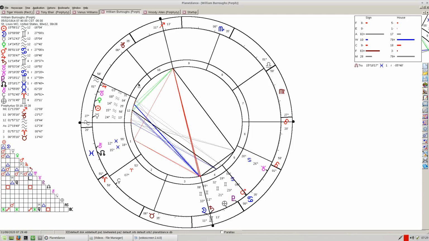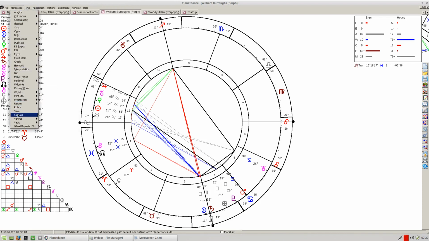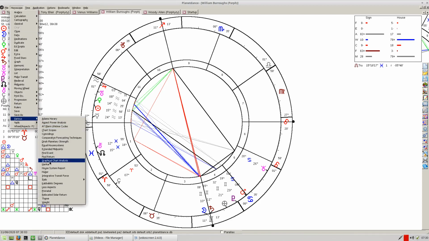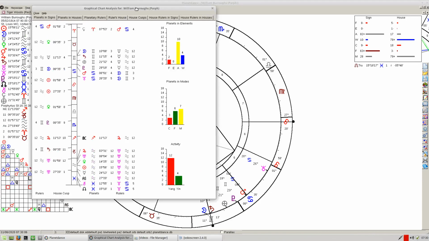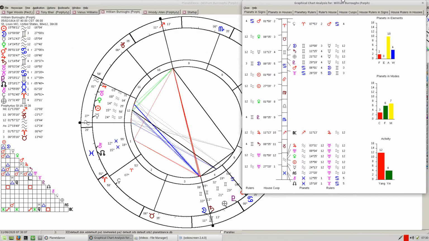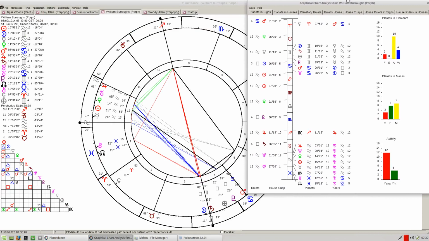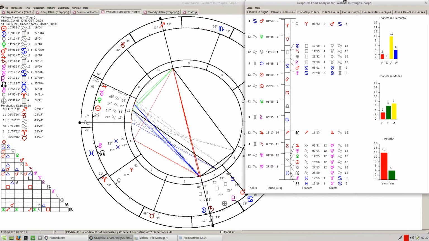In this video I'm going to demonstrate the graphical chart analysis module that is within the Planet Dance astrological freeware. To find the module, go to Horoscope, Various, Graphical Chart Analysis. Click on that and bring up the main window for graphical chart analysis.